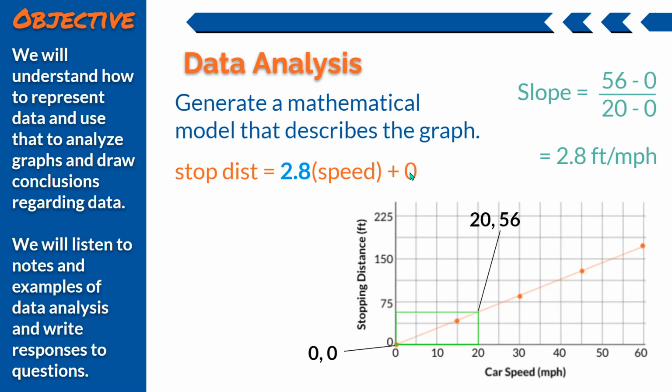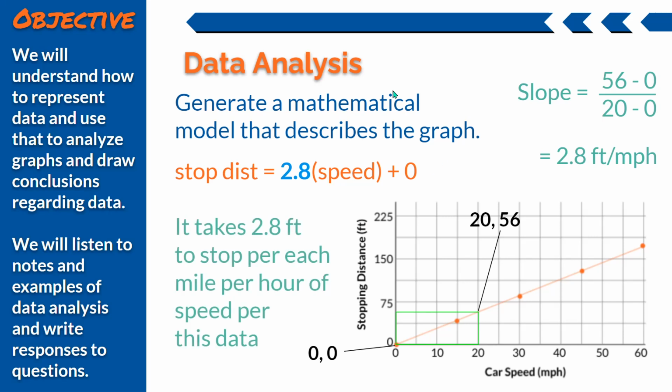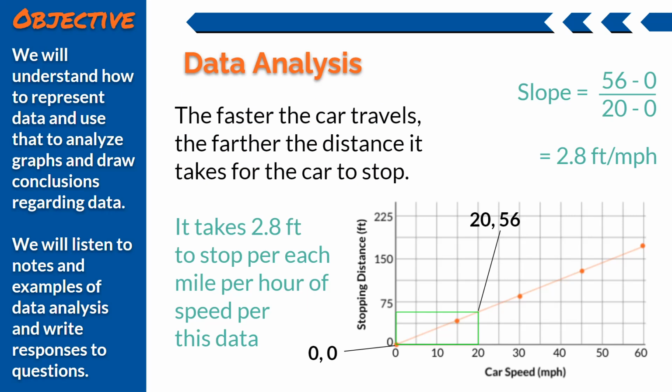And I can now use this equation to calculate what my stopping distance would be at any given speed, or at any given stopping distance what my speed would be, vice versa. So that allows us to make predictions, even predictions that lie outside of the data set that we collected, or within it if I can't tell exactly where a point is. Again, this means that it takes 2.8 feet to stop per each mile per hour of speed according to this data. Again, I just made up the data, so it's probably not accurate, but that's okay, just for illustrative purposes. Our conclusion from this would be the faster the car travels, the farther the distance it takes the car to stop, which we probably already knew before graphing it, just from our own personal experiences on the road.